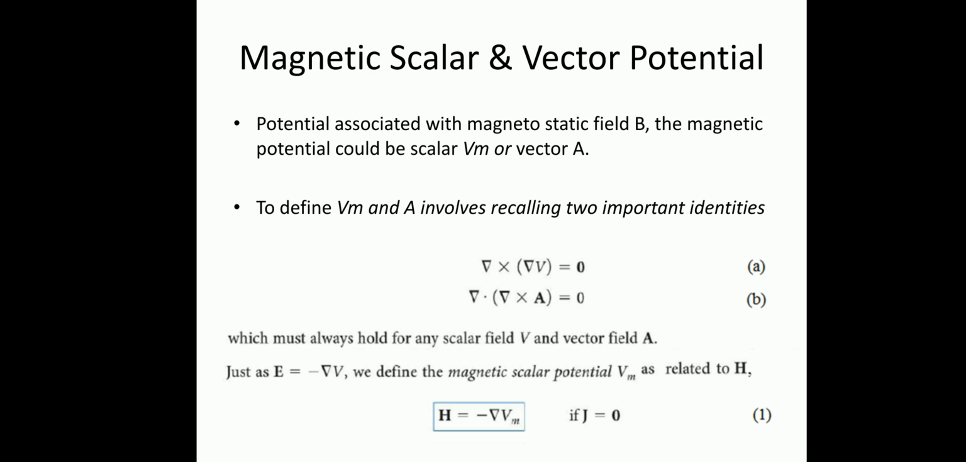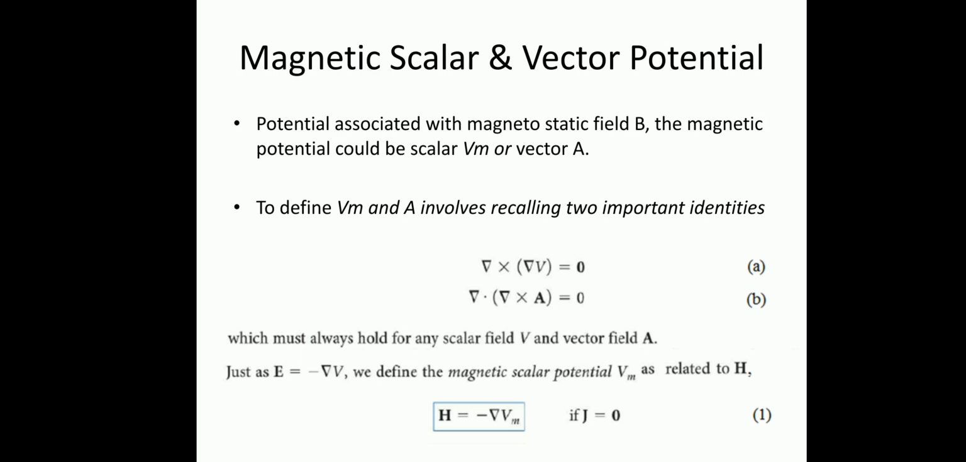The potential associated with magnetostatic field B could be a scalar Vm or a vector A. To define Vm and A involves recalling two important identities. The first is del cross del V equal to 0, which means the curl of the gradient of a function is always 0.